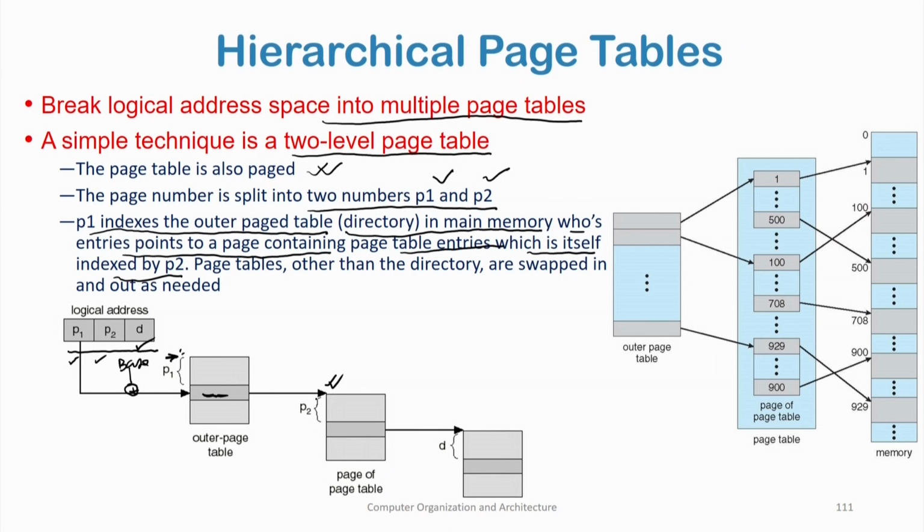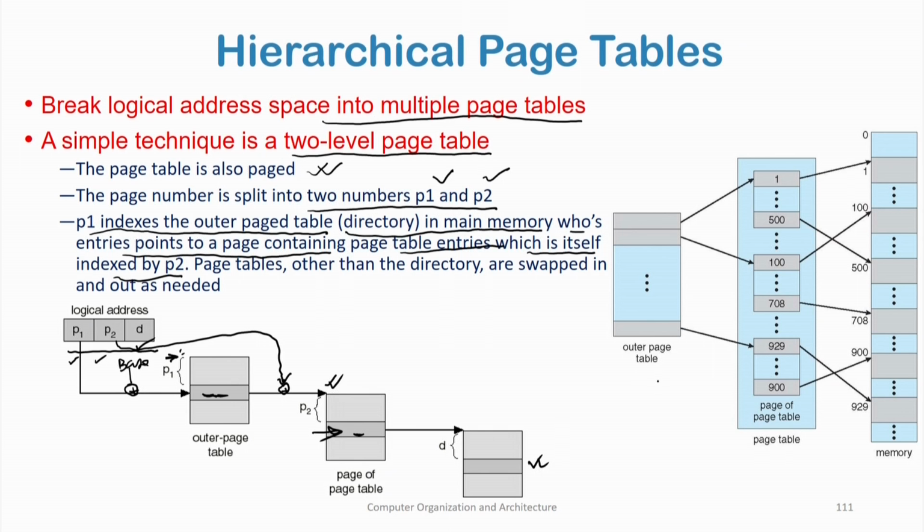From here I use this one, and I now add this P2 with the value that I get. P2 contains my page frame number. When I get the page frame number, I add it to the data and I go into the main memory.